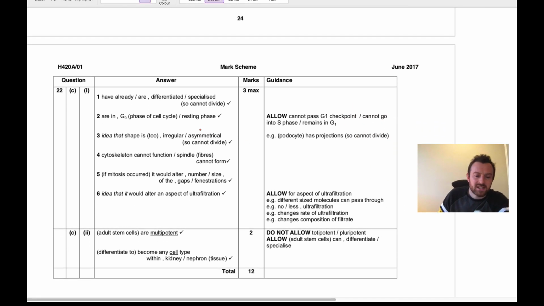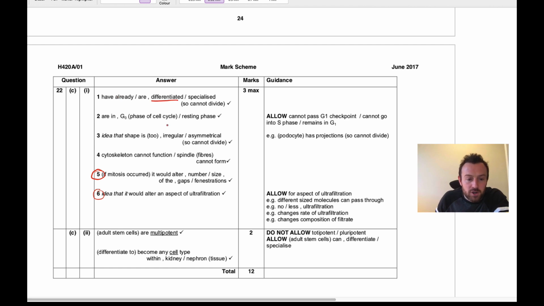Yeah, so this is kind of what I said, 5 and 6. So if mitosis occurred, it would alter the number and size of the gaps of the fenestrations, so it would alter ultrafiltration. But I think I should have really made sure that there was a link to the cell cycle, year 12 content. Always get the content in when you can.